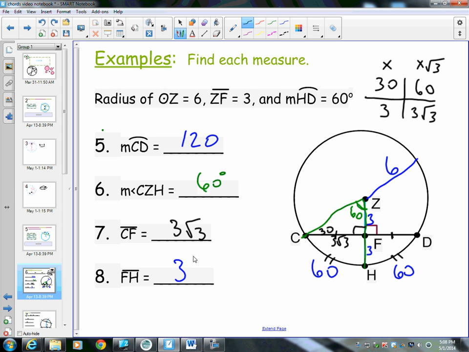You could also do the Pythagorean Theorem to get a decimal answer, or you can plug this into the calculator and get a decimal answer. But this is more accurate, and it's a little bit easier. We could say that C to Z is also a radius, and it tells me up here that the radius of circle Z is 6, so this is 6. Then we can say 3 squared plus 6 squared is equal to x squared. But again, that would be a little bit more work.